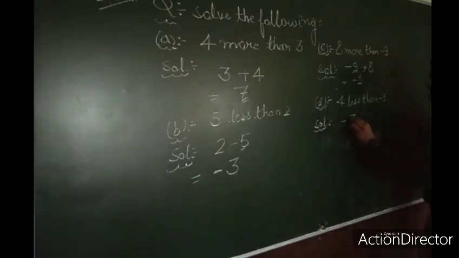Now the next part of this question, 4 less than minus 3. So here we write minus 3 minus 4. Now you all know that minus minus is plus, but here we put a negative symbol, right? We get something negative. So here 3 plus 4 is 7, and here we get minus 7.